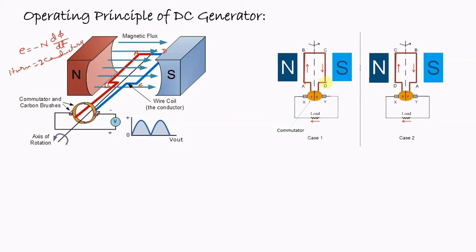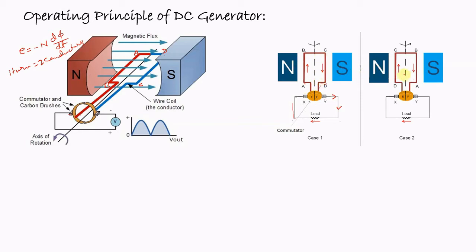And this current will now be collected from D to the segment E of the commutator. The commutator segment E is connected to the brush Y. So the current will be flowing from right to left through the load. Then this current will again pass from the brush X, then the commutator segment F, and it will be returned to the circuit. So this is the complete path of the current when the coil AB is under the north pole and CD is under the south pole.